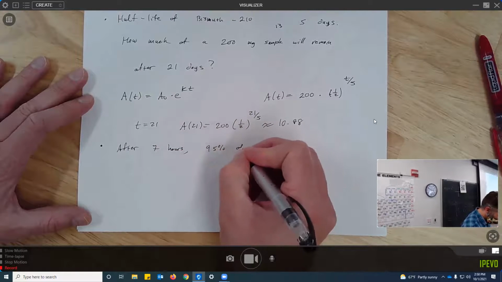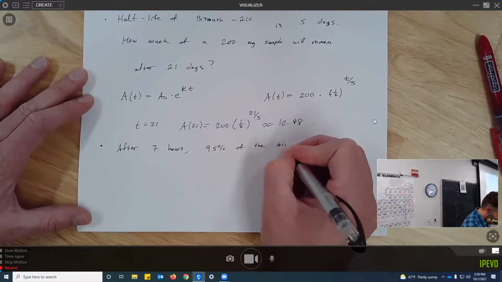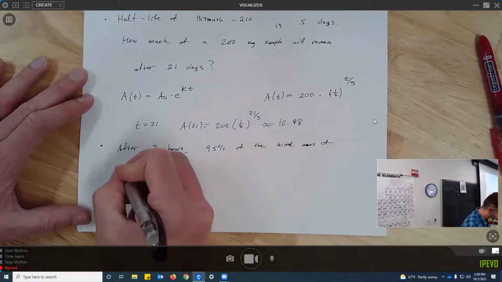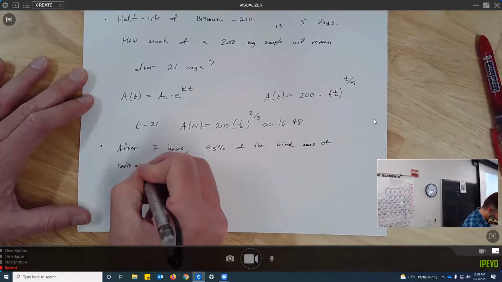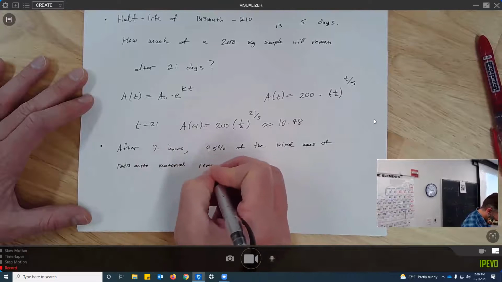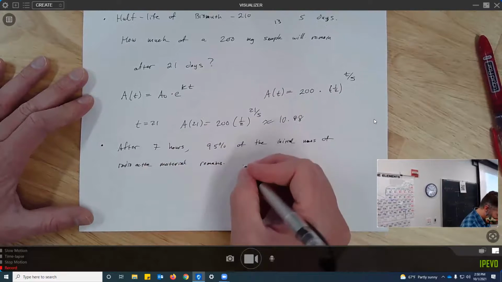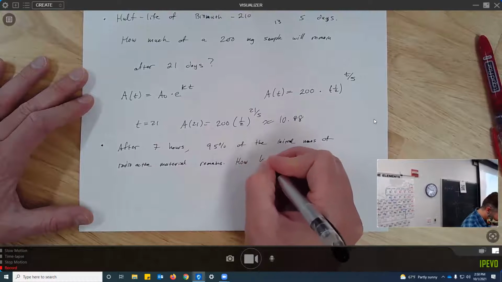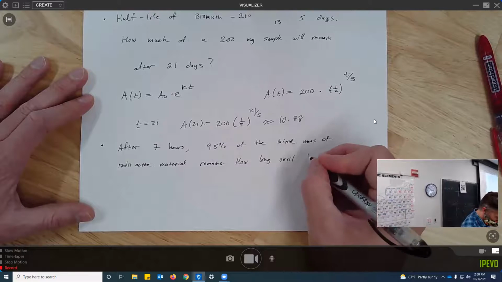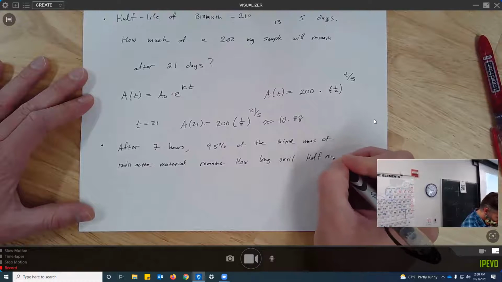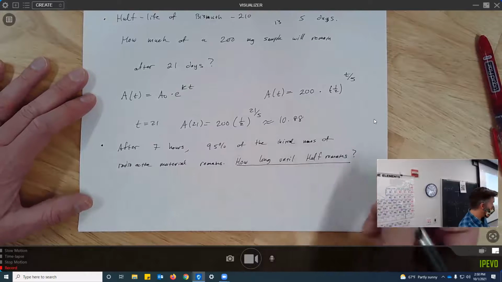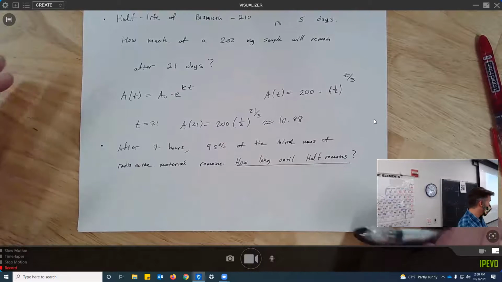95% of the initial mass of radioactive material remains. How long until half of it remains? Or I could ask that question better. That question really should just be, what's the half-life? Because that's what that question really means.